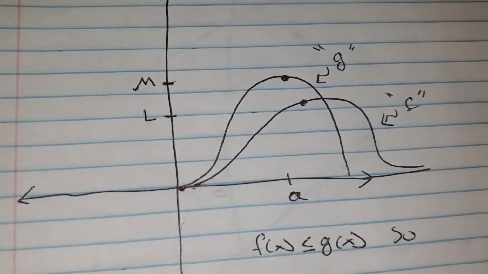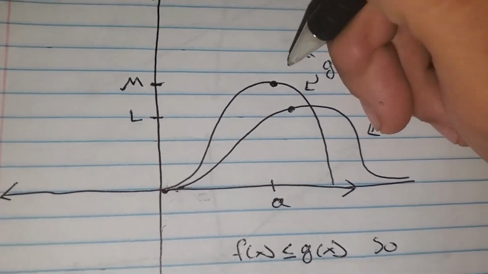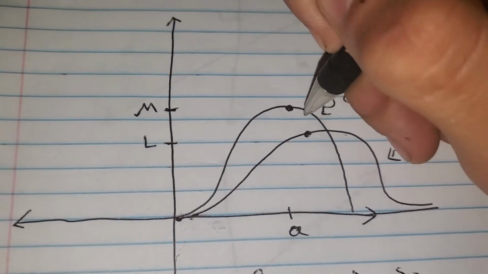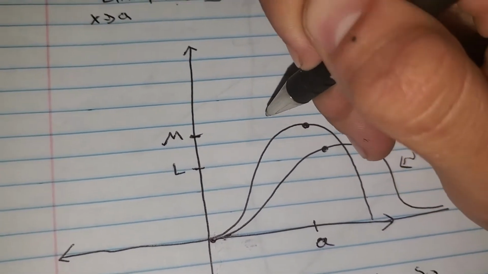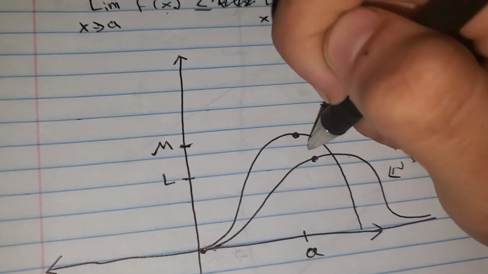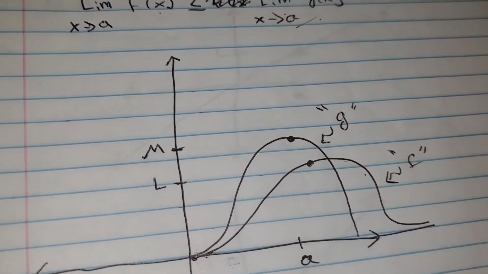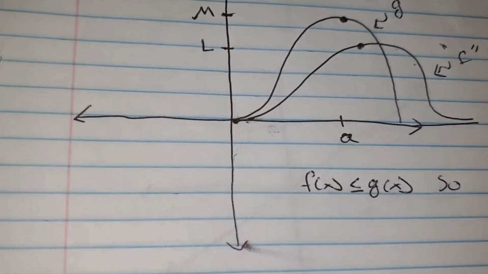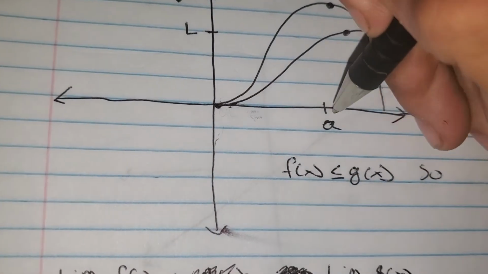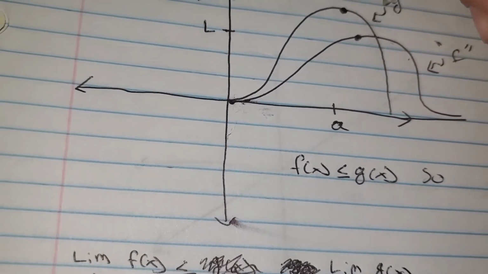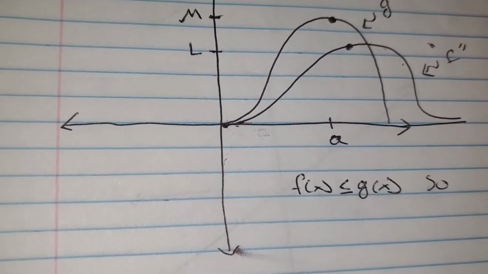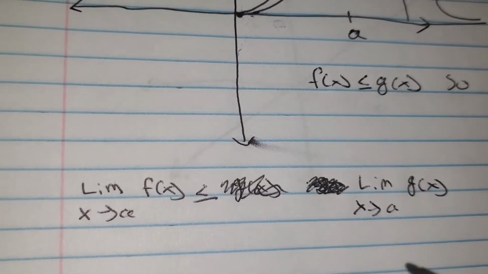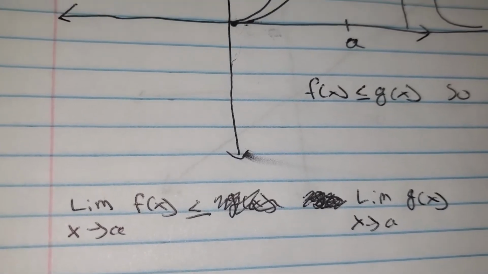And so graphically showing, all right, this is our g function, this is our f function. Our g function's greater. It's above the f function, so meaning it's a greater function. As we approach this value a, the function g is greater than f. So the limit as x approaches a of f of x is less than or equal to the limit as x approaches a of g of x.